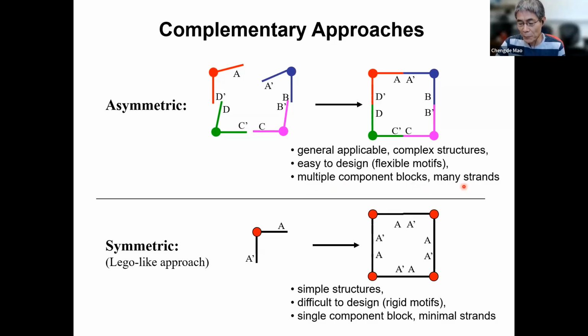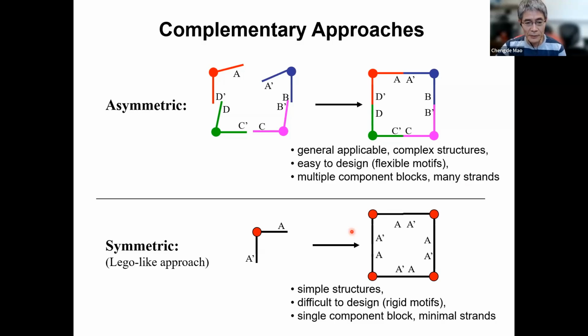strands. For example, like the DNA origami we showed early on, there's a smiley face. You need 300 DNA strands plus one very long DNA strand, a lot of DNA synthesis.